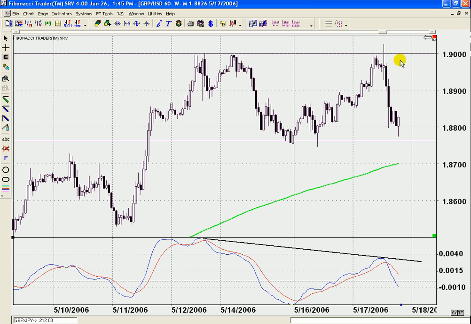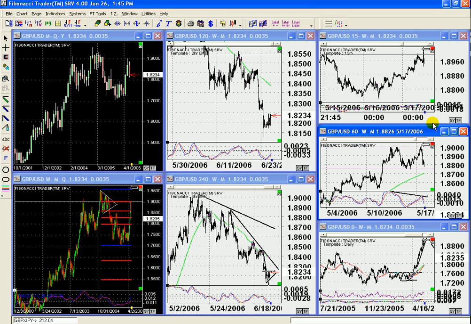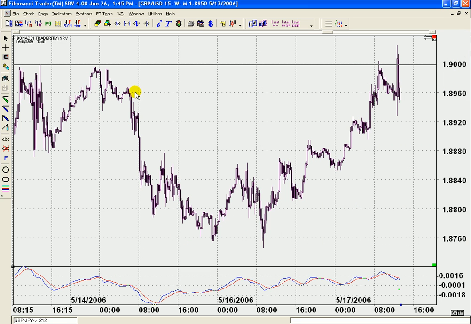Now we get a fall. You want to take your first profit early. It falls 200 pips immediately. Let's look at the 15-minute time frame now. Here's our 190 level on the 15-minute time frame.